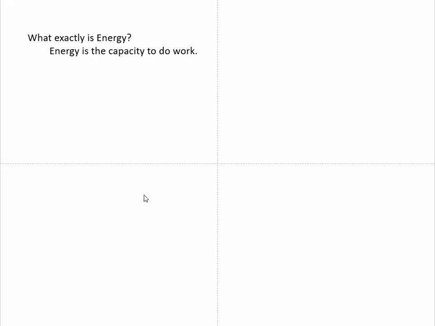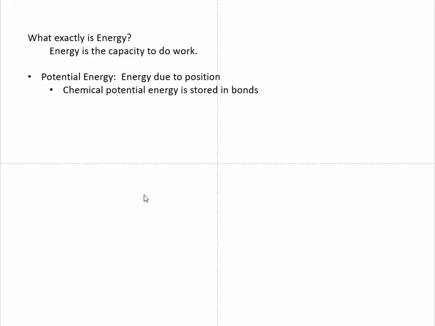As a chemist, I don't really like that. I don't think it really helps us. What work are we even talking about? So I prefer to think about energy chemically. There are two kinds of energy. One is potential energy. Potential energy is the energy due to position.